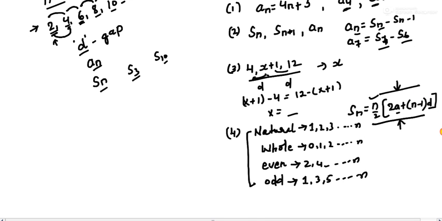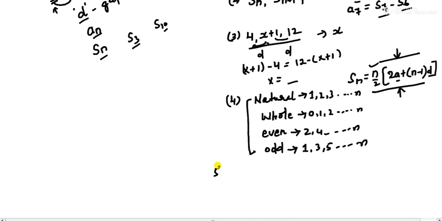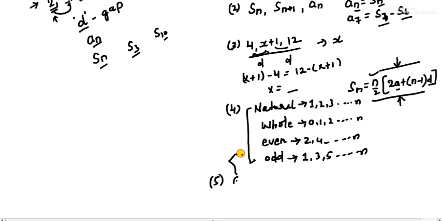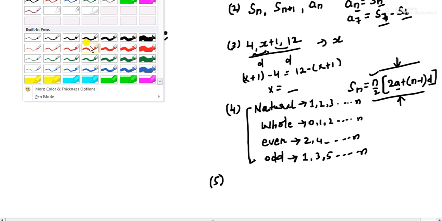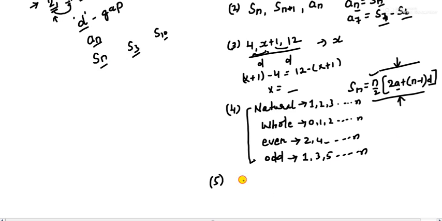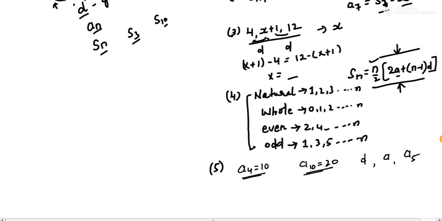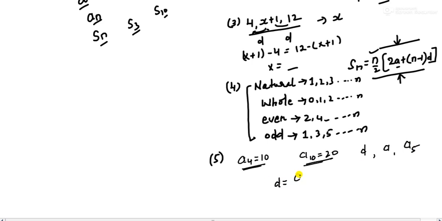And the last type which I would like to mention is where they will give in-between terms. If a4 is 10 and a10 is 20, what is D? Or they will ask what is A, or what is a5, something like this. For this, whenever two different terms are given, always use this formula: D is equal to AP minus AQ divided by P minus Q.